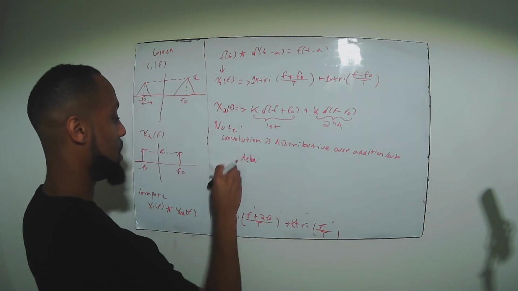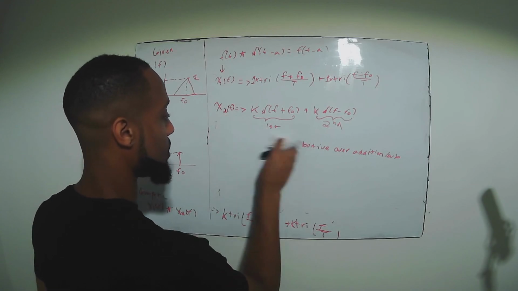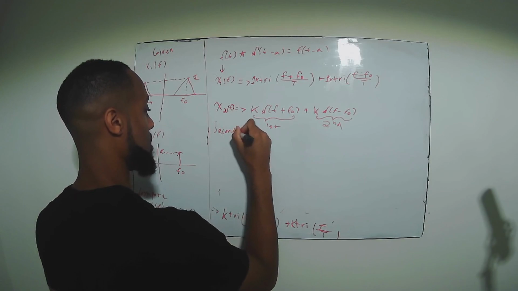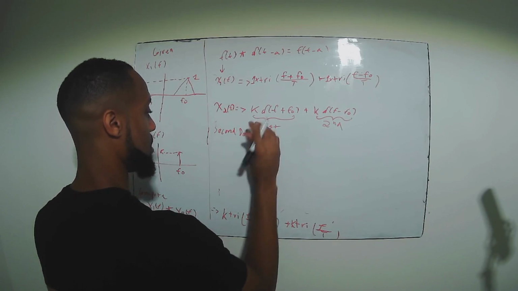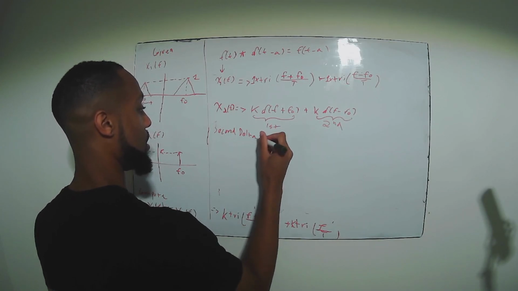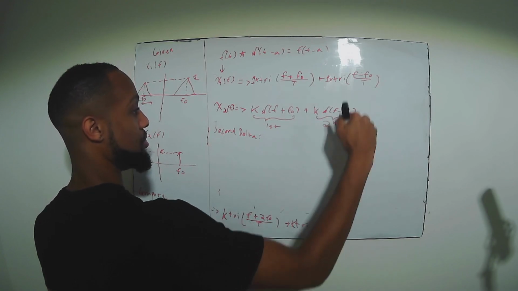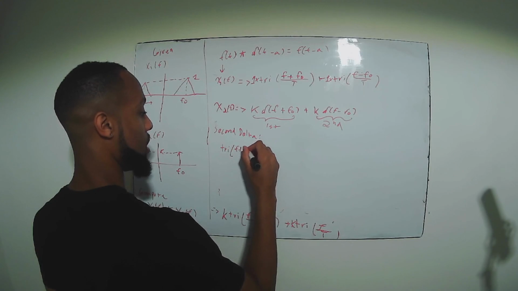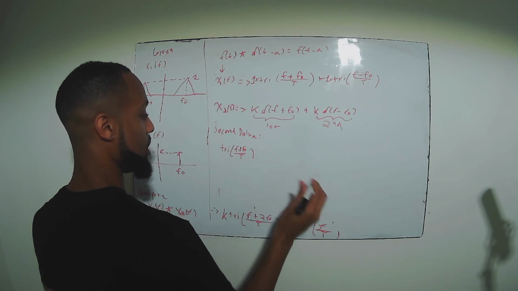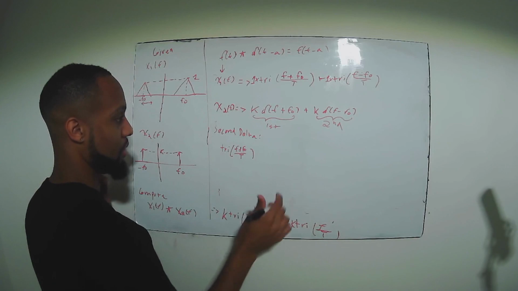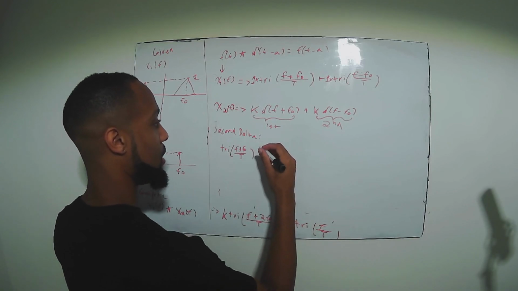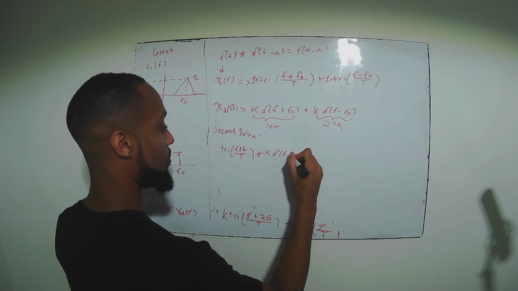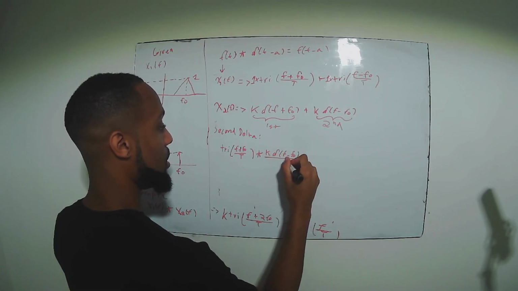Okay, so that was the first delta. Let me erase that so we have a little more space. Now the second delta. These two convolve with this guy. So it's going to be trie of (f plus f naught) divided by t, where t is the duration of half the triangle, which we don't know. I'll put that out there again. Convolved with k delta of f minus f naught.